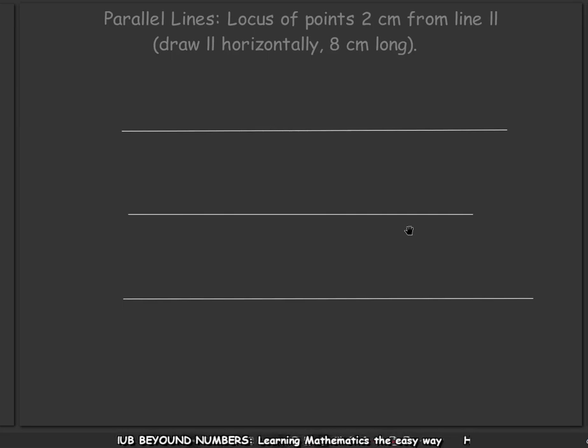Right? So the locus of a line and then the locus of 2 parallel lines, they work hand in hand. The locus of a line is 2 parallel lines, one above, one below. But then the locus of 2 parallel lines is a midline.